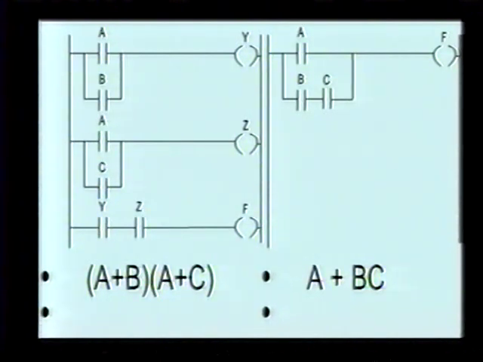Here's another Boolean identity. We have A ORed with B, ANDed with A ORed with C. So here we have A ORed with B equals Y. A ORed with C equals Z. Then Y is ANDed with Z to give you F. And then you have A ORed with (B ANDed with C) equals F.